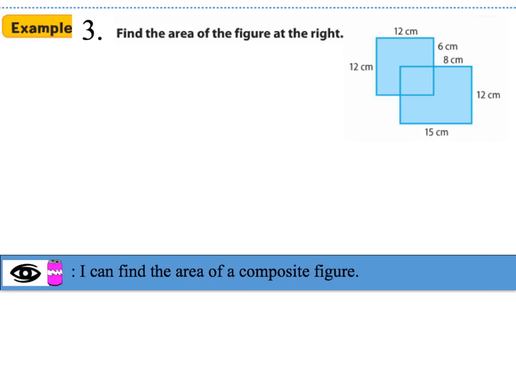If you pay close attention to this shape, we've got two basic shapes, a square and a rectangle, that are overlapping. Whenever we find the area, we want to make sure we do not count the area twice. So the overlapping area should not be counted twice. Let's decompose this into basic shapes. I have a square here, and I have a rectangle here.